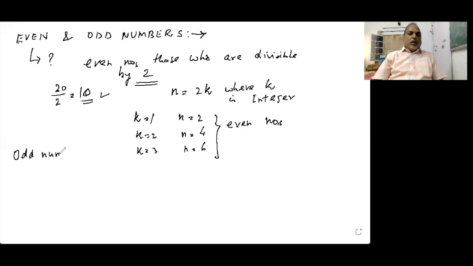Odd numbers are those which are not divisible by 2. That means you have to just see whether it is divisible by 2 or not divisible by 2. You can find out whether the number is odd or even.